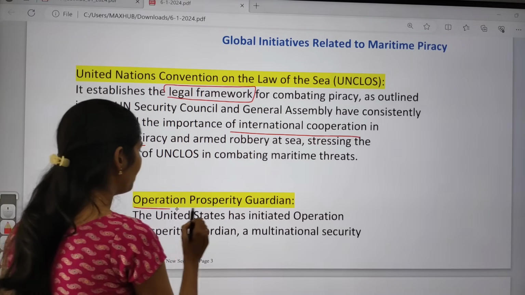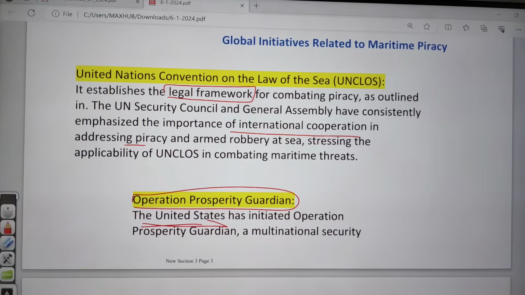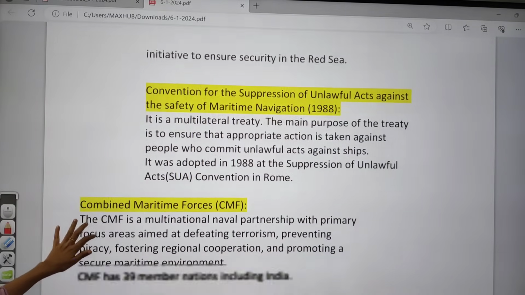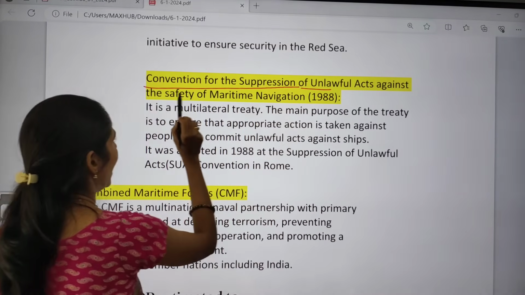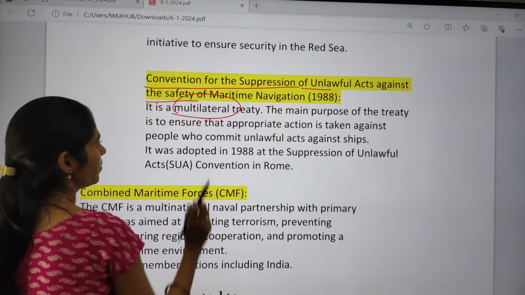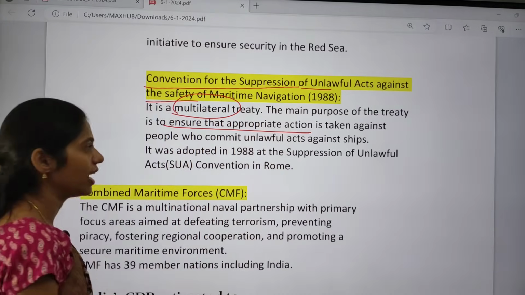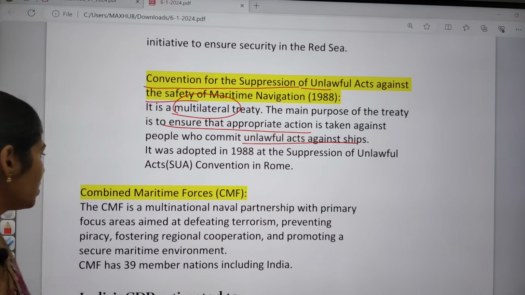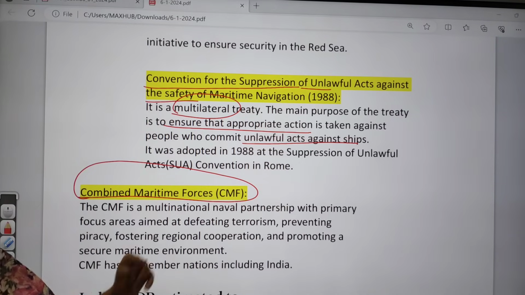The next one is Operation Prosperity Guardian. The United States initiated it, and it is a multinational security initiative to ensure security in the Red Sea. The next one is the Convention for the Suppression of Unlawful Acts Against the Safety of Maritime Navigation. It is a multilateral treaty whose main purpose is to ensure appropriate action is taken against unlawful acts against ships. The next one is the Combined Maritime Forces, a multinational navy partnership.